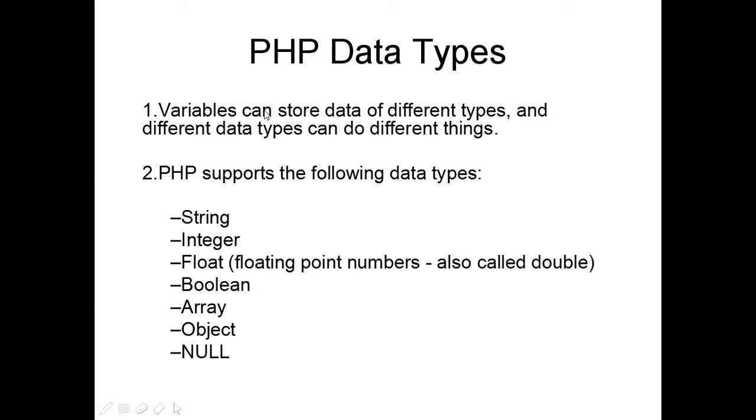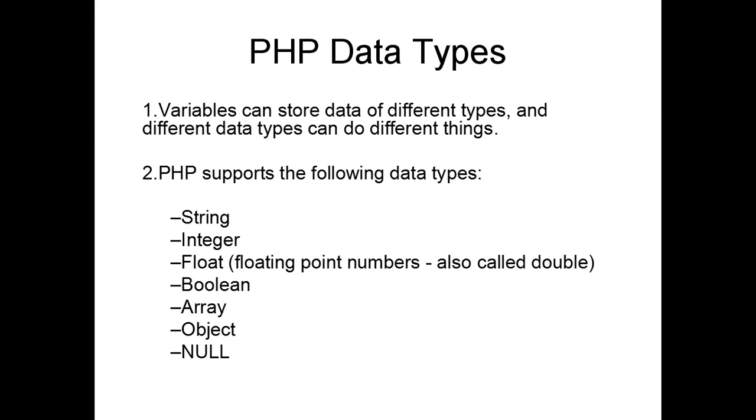A variable can store data of different types, and different data types can do different things. PHP supports the following data types. The first is string, the second one is integer, the third one is float, the fourth one is boolean, fifth one is array, the sixth one is object, and the seventh one is null.